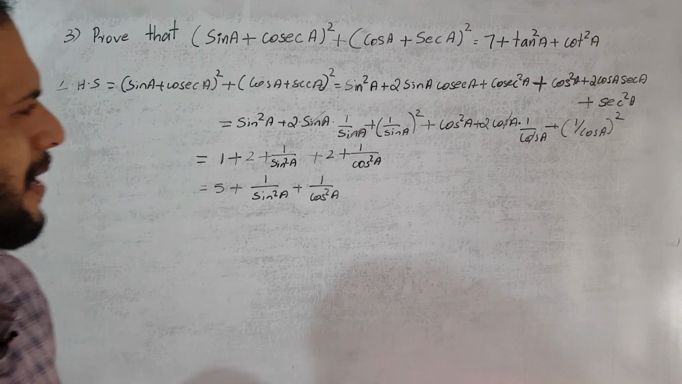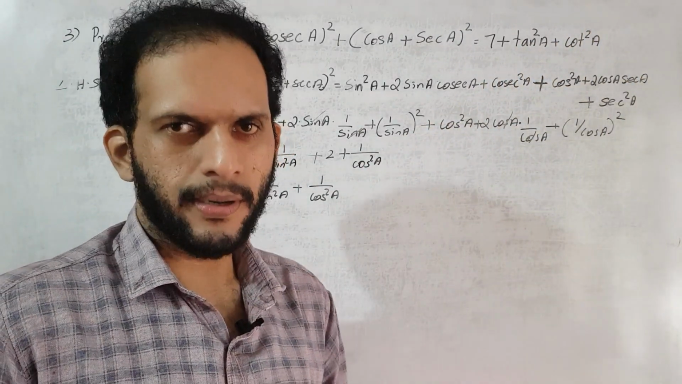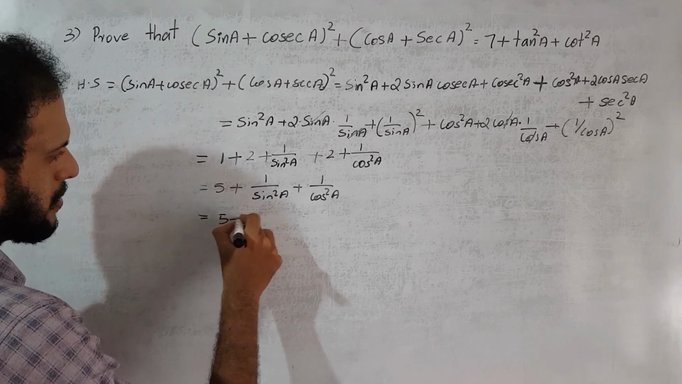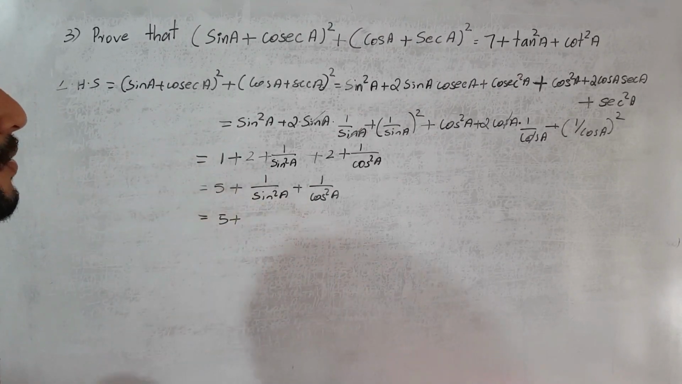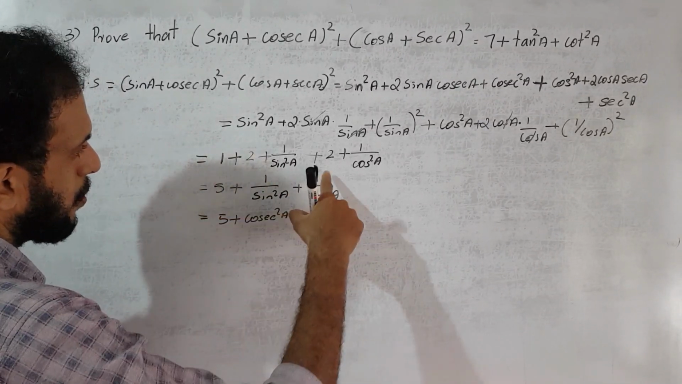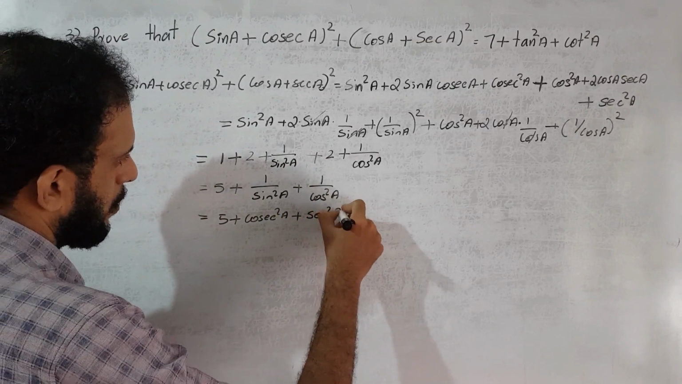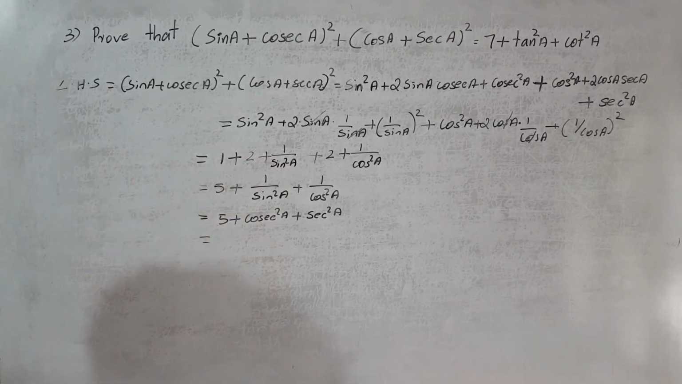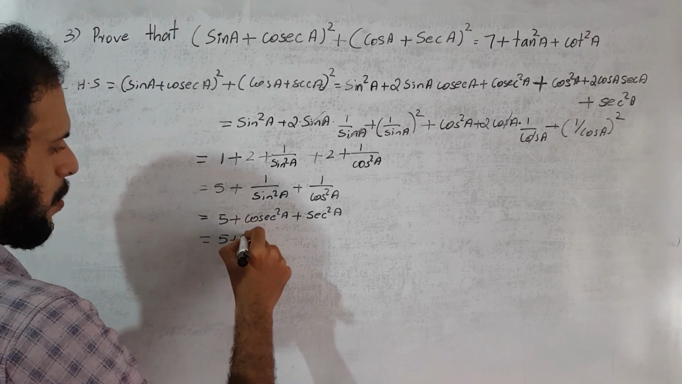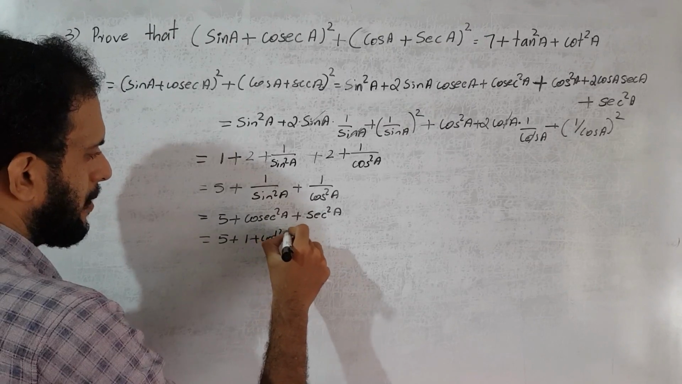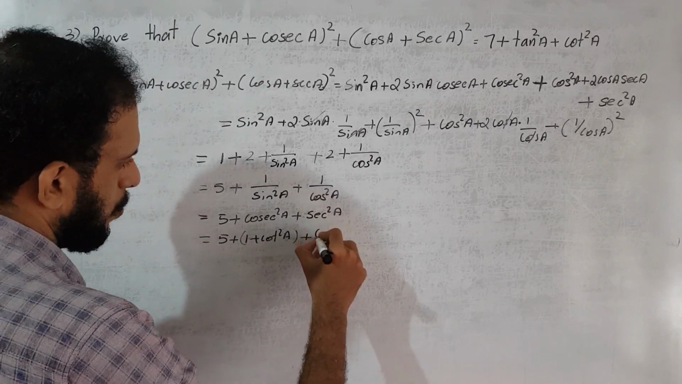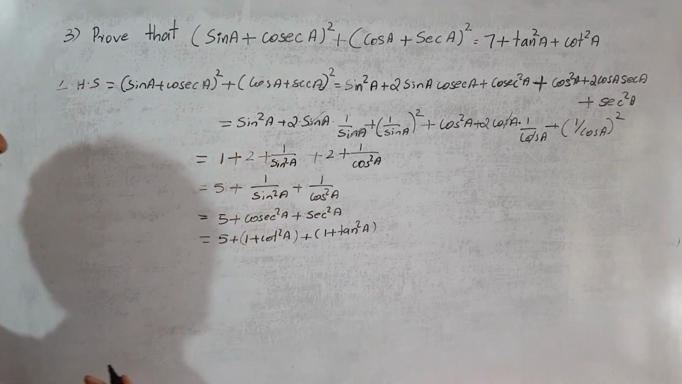What do we want to get? We want to get the result in tan A and cot A, correct? For that, in the next step we rewrite 5 plus, what is 1 by sin square A? 1 by sin square A is cosec square A, correct? Plus, what is 1 by cos square A? That is sec square A. Now we rearrange cosec square A and sec square A. Cosec square A is 1 plus cot square A, by identity. Then plus, what is sec square A? That is 1 plus tan square A.